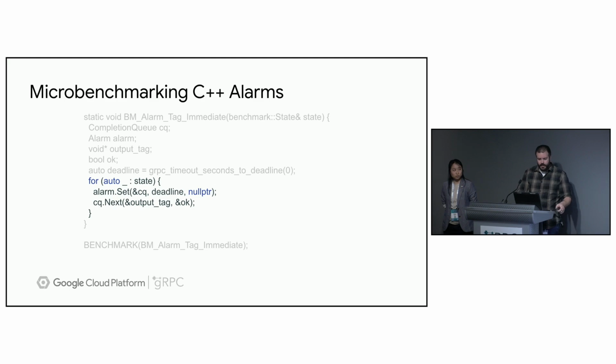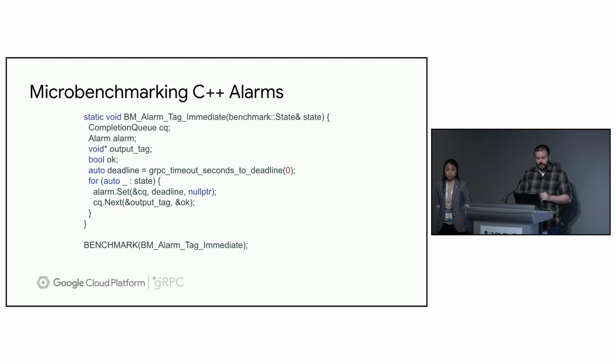The functionality we're benchmarking is entirely inside this for loop, which simply sets a 0 duration timeout on an alarm and pulls the completion queue until that alarm has fired and pushed its tag back onto the queue. The way it works is the benchmark system provides an iterable state object that controls the benchmark, allowing the benchmark system to determine the iteration count and benchmark timing. With command line flags, you can control some of the iteration count, benchmark timing, and things of that nature.